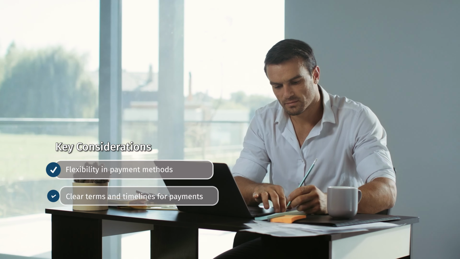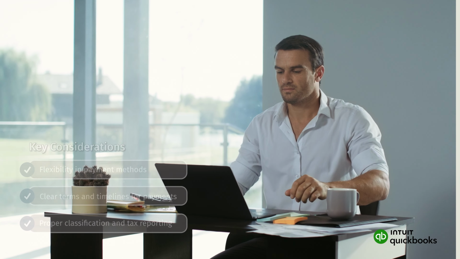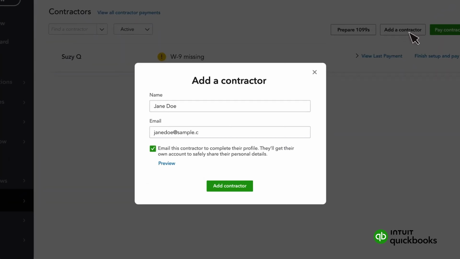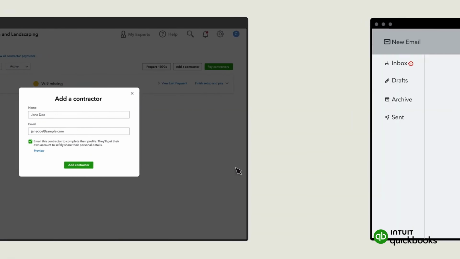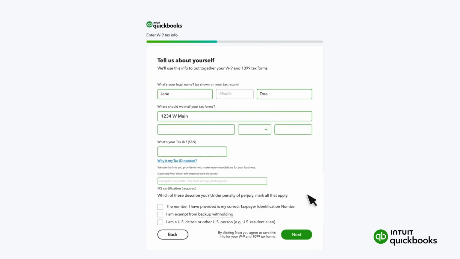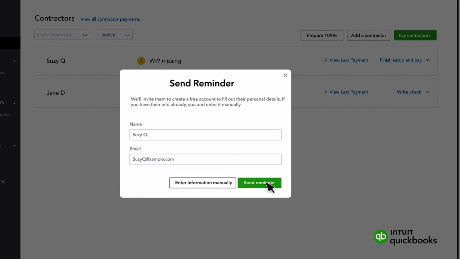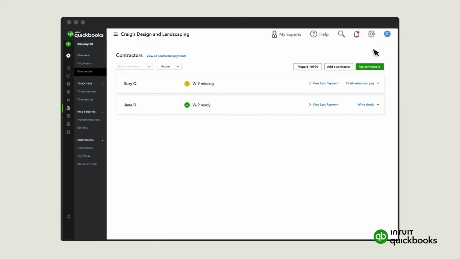Key considerations for paying freelancers and contractors include flexibility in payment methods, clear terms and timelines for payments, and proper classification and tax reporting. QuickBooks Payroll simplifies managing payments for freelancers and contractors by ensuring compliance and timely payments without the usual administrative hassles. Additionally, QuickBooks offers one of the most competitive contractor payment plans on the market, making it a perfect fit for businesses that exclusively pay contractors.